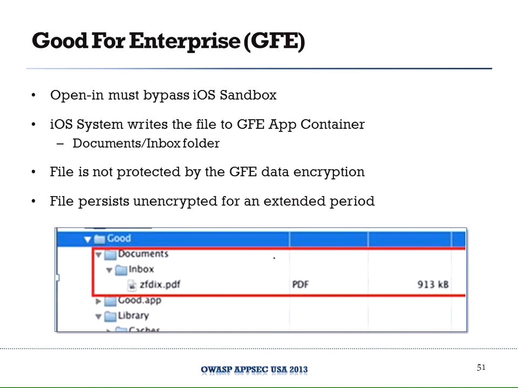So it turns out that this file just persists in GFE for an extended period of time, and it's never actually stored encrypted. So even though GFE has an encrypted version of that file, the decrypted version is in the next directory down.